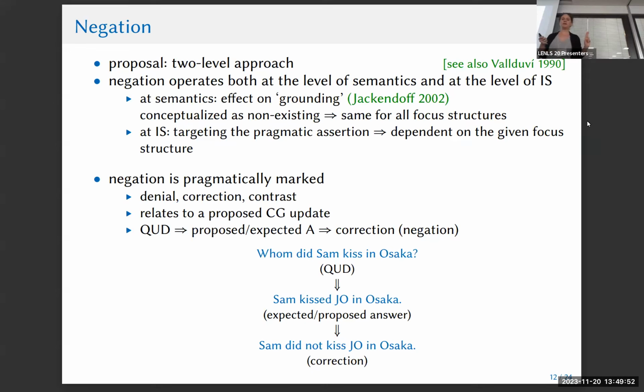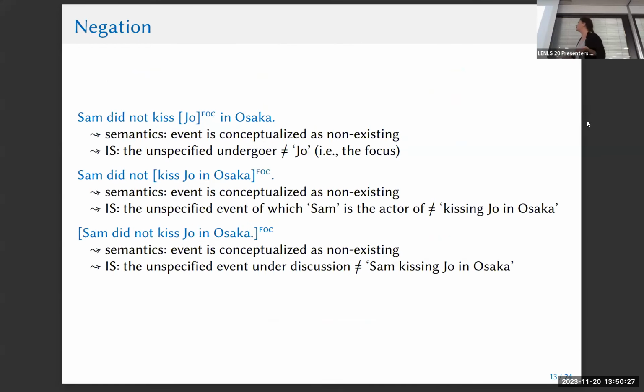Quickly. So negation is pragmatically marked. This is always some denial, some correction, some contrast, and it will relate to a proposed update in the common ground. So you cannot just say a negated sentence out of the blue. You need some proposed answer, or at least an expected thing. Like if you say Sam did not kiss Joe in Osaka, then somehow at least it is expected that Sam kissed Joe in Osaka.